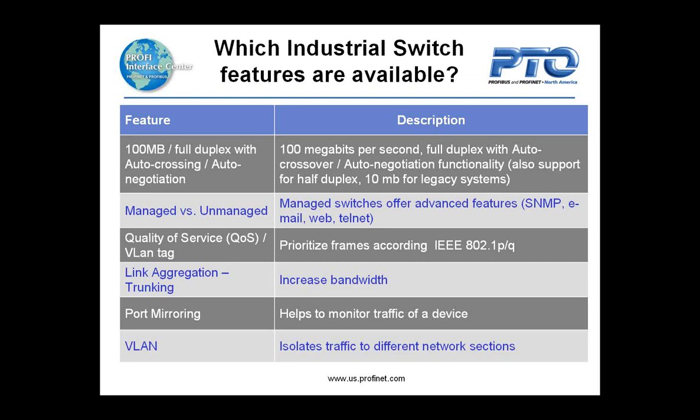There's also a couple more here we're not going to get into a lot of detail about today, but link aggregation allows you to increase bandwidth. Port mirroring is another nice feature if you want to monitor traffic of a device. And then VLANs are if you want to isolate traffic on your network to maybe different virtual LANs or different network sections.